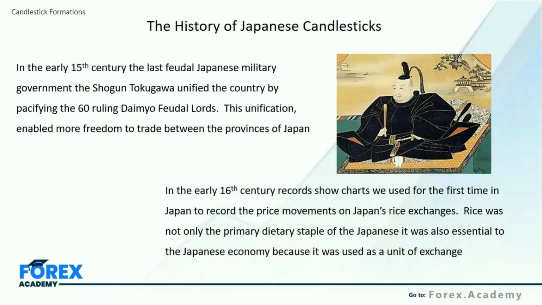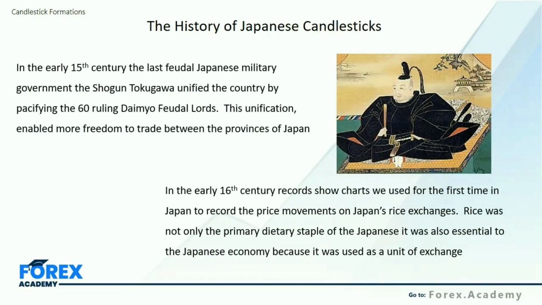So what we then saw in the early 16th century was records actually show that charts were used for the very, very first time in Japan, and the use of those charts was to record the price movements of the Japanese rice exchanges. So rice was not only the primary dietary staple of the Japanese people, but it was also essential to the Japanese economy because it was used as a unit of exchange also.